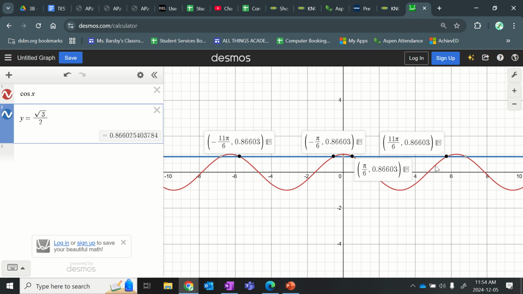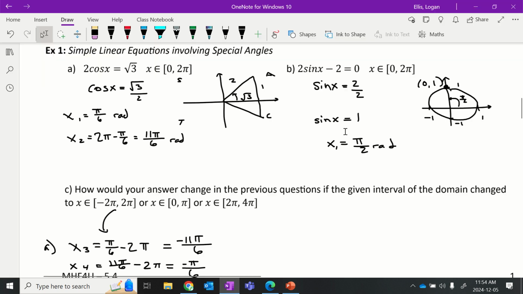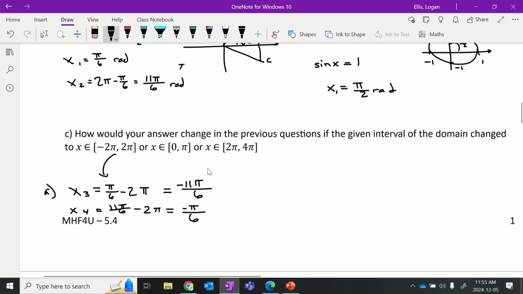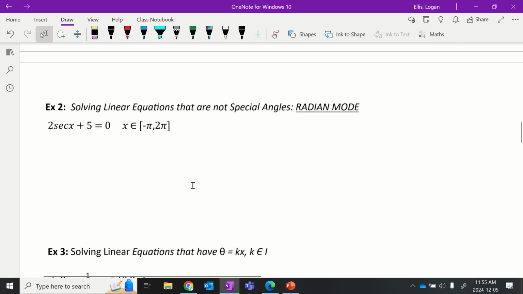If we were asked to go further, again, all you would do is add 2 pi to get to here, and add 2 pi to get to the next one as well. So it's always just adding the period there. If it wanted it just between 0 and pi, well, obviously you would eliminate the 11 pi over 6. And if it was this one here, you'd eliminate both of them, but just add 2 pi to both your answers to get the next two there. So that's how that would be done.